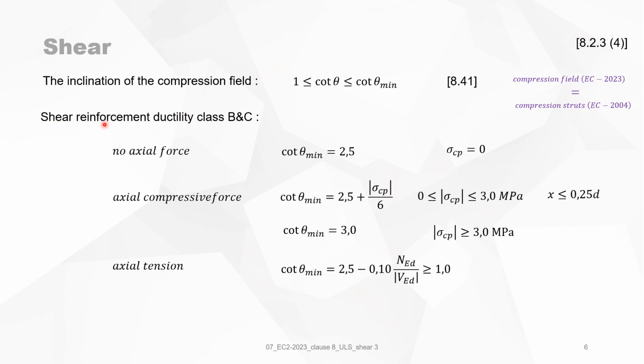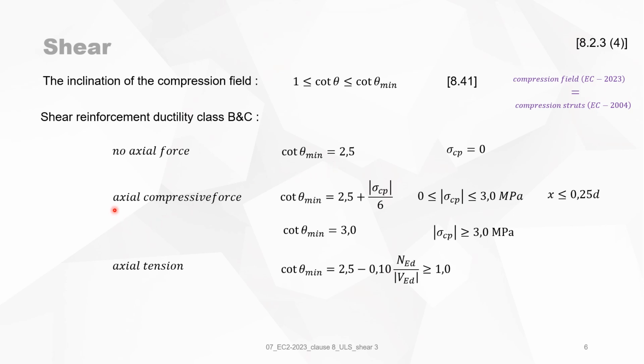For shear reinforcement of ductility class B and C, cotangent theta min is defined in these formulas. For the most common case, no axial force, cotangent theta min is 2.5 with sigma CP equals 0. So the normal forces, tension or compression, are not there. Then we have cotangent theta min is 2.5.